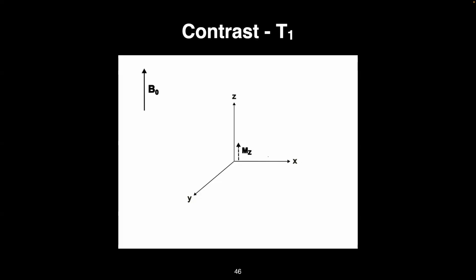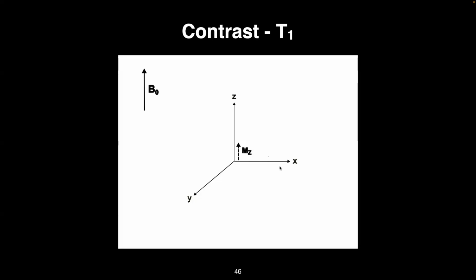Thing to note here is the longer the T1 of your species, the lower signal you're going to get. So think about it. If you have a longer T1, it means this is going to regrow much more slowly. So the next time you excite, there's going to be a smaller vector to tip down for you to detect.